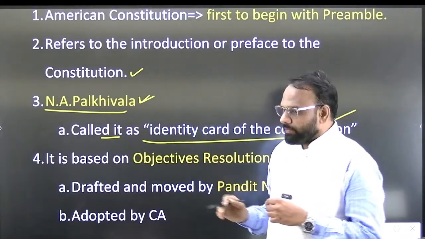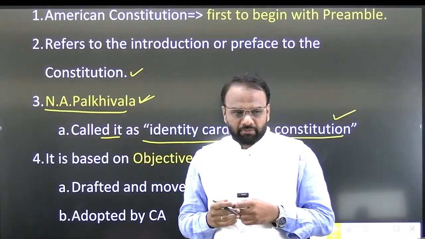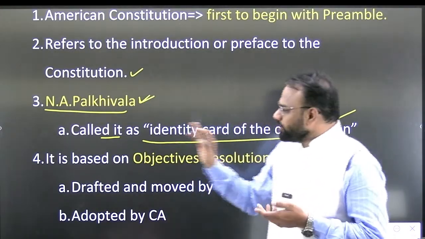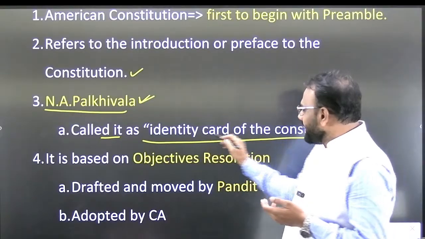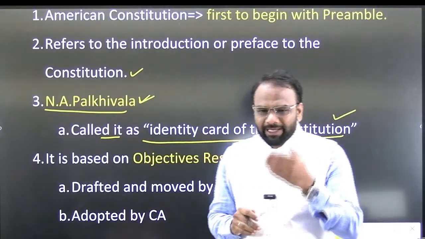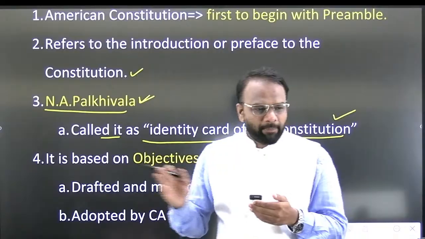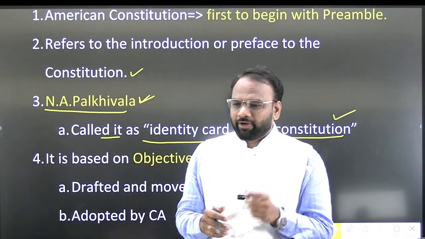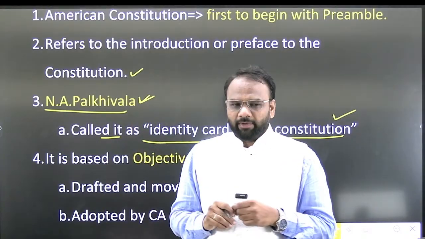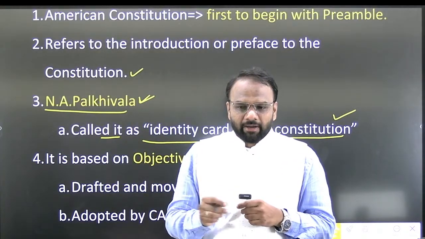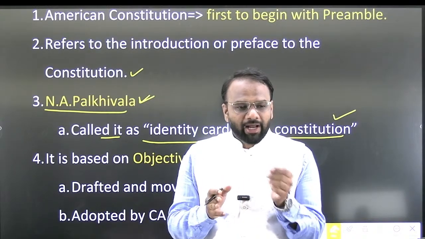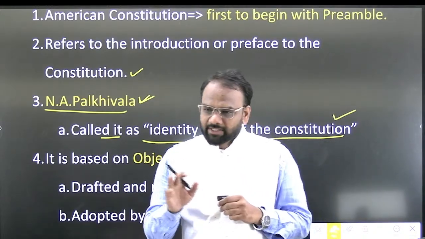N.A. Palkiwala. Now, when we want to retain the information from the Prelims point of view, what kind of question may they frame? Who among the following called the preamble the identity card of the Constitution? They may give multiple options: Dr. B.R. Ambedkar, N.A. Palkiwala, Gandhiji, and they may quote some other personality. We should be able to recognize it as N.A. Palkiwala. I am just framing such questions for the sake of it, but practically, if you look at the past 30 years, they have never asked such questions.